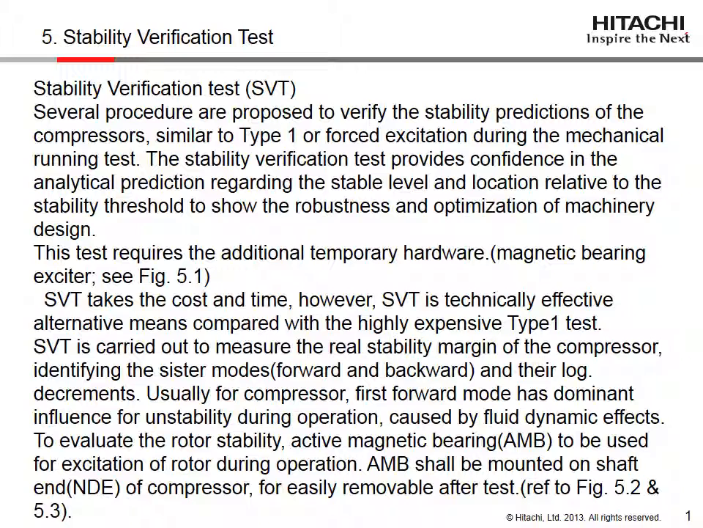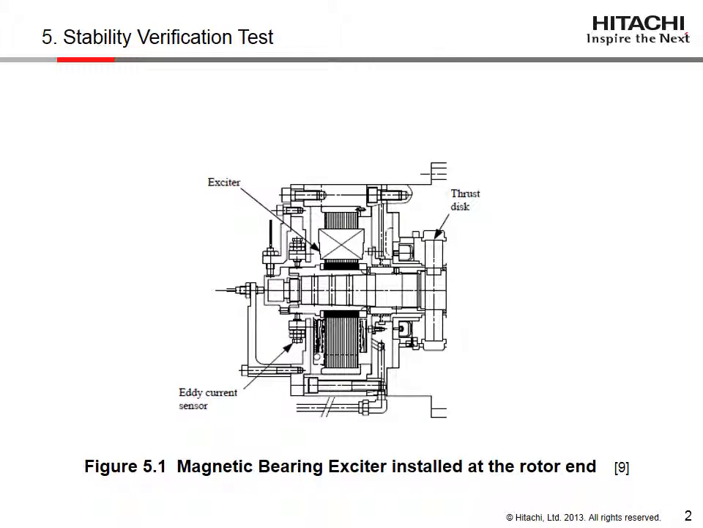To evaluate the rotor stability, active magnetic bearings are used for excitation of the rotor during operation. A and B shall be mounted on the shaft end of the compressor so they are easily removable after the test. So in figures 5.2 and 5.3 you can see the mounted magnetic bearing exciter on the shaft end. This is the thrust side. The shaft end is extended to install this exciter of the magnetic bearing on the shaft end.